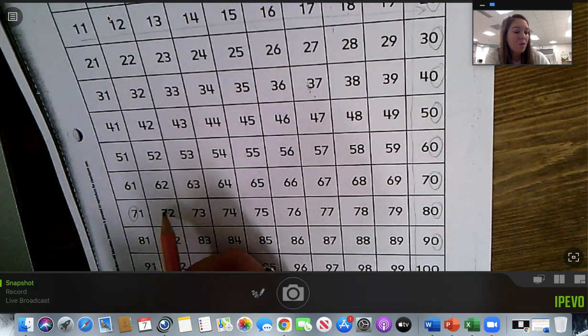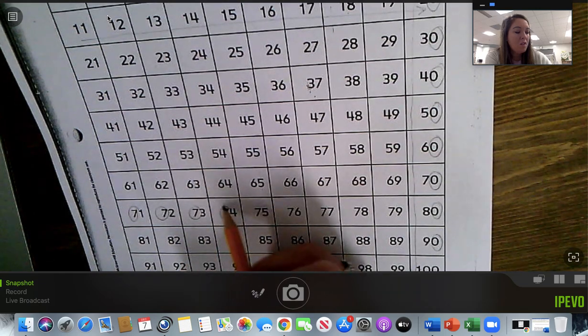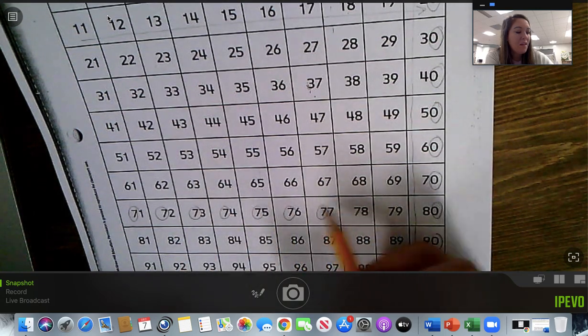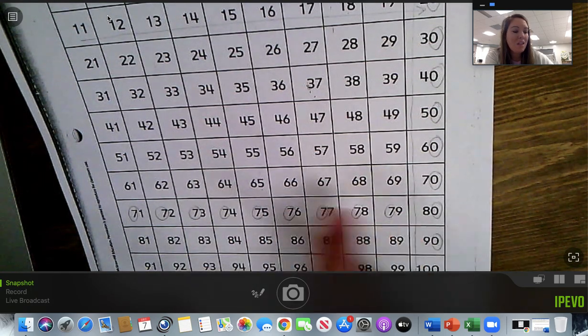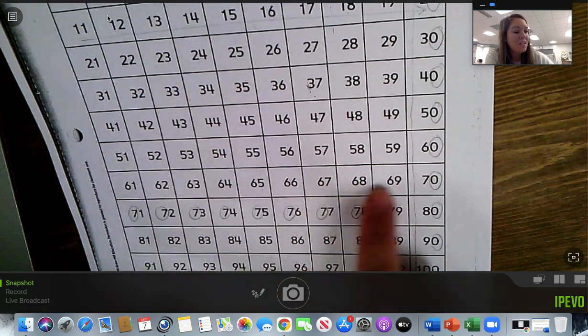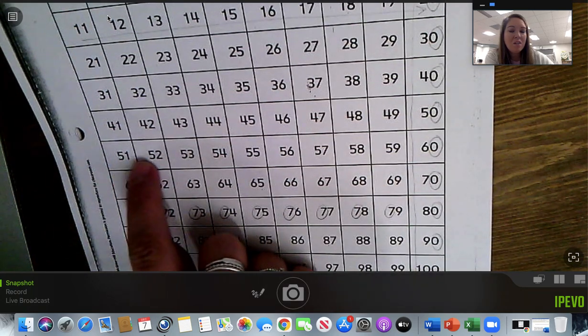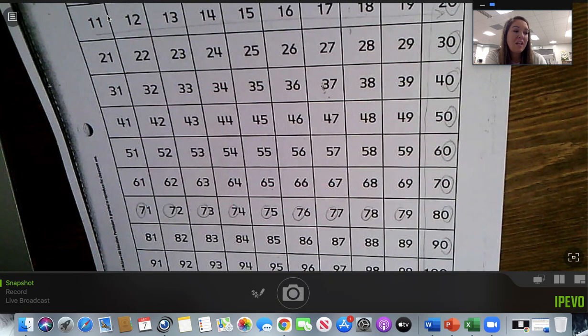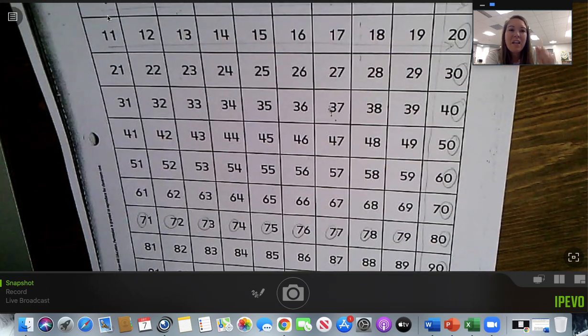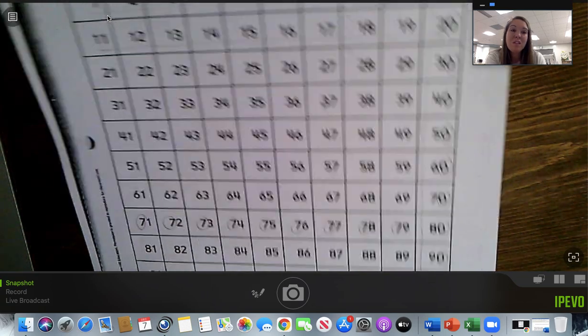Look at this row. This row all starts with the number 7. This row is the 70s, right? When I'm counting by 70s. And look at each row. This row starts by 6. This row all starts with the number 5. Very interesting. So today, boys and girls, we're going to do some more exploration with the number grid and just take a closer look at this grid. We can use it to count, but we can also talk about it and see what we notice or maybe even have some questions about the number grid.